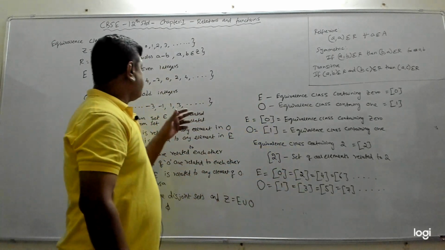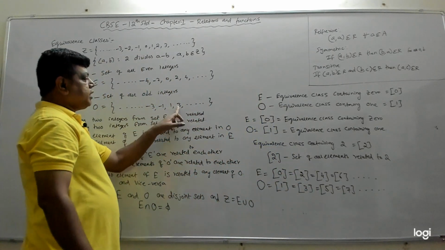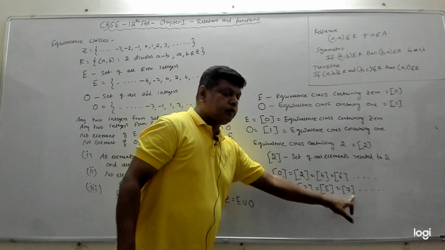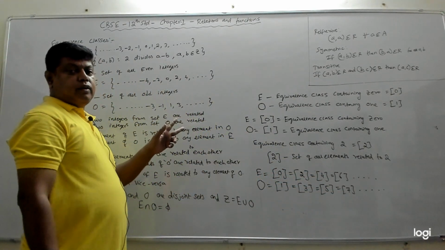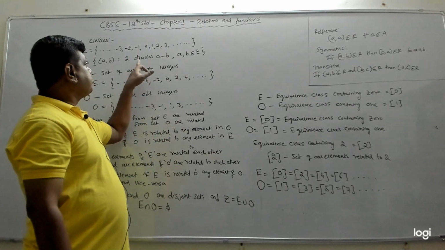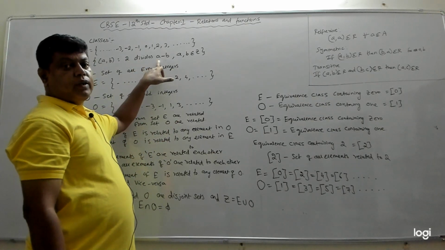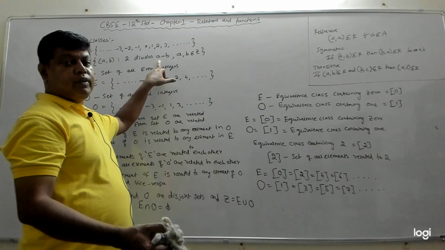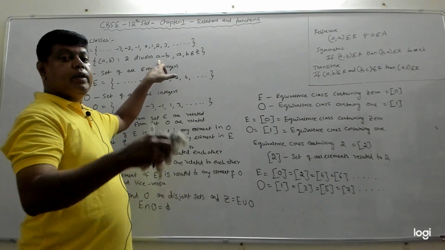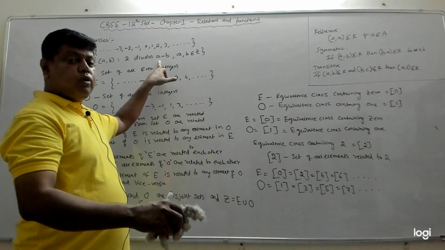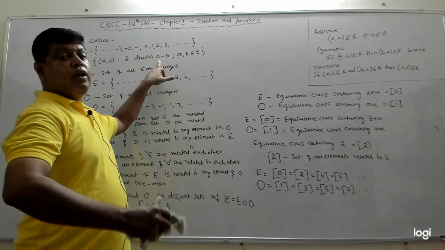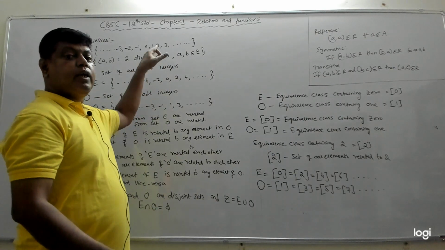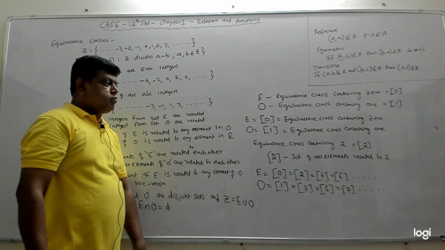Because if you take any odd number from this set of all odd numbers, say 3, is 3 related to 7? Yes, because 2 divides 3 minus 7. So 3 is related to 7. Is 5 related to 7? Yes, because 2 divides 5 minus 7. Is 7 related to 7? Yes, because 2 divides 7 minus 7. Is 9 related to 7? Yes, because 2 divides 9 minus 7. 9 minus 7 is 2, and 2 divides 2.